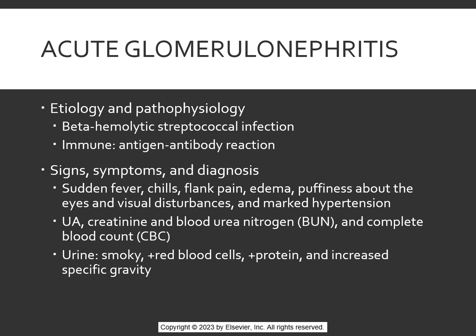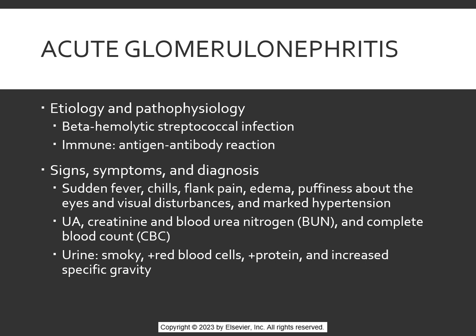Nephritic syndrome can occur as a result of the same conditions that cause glomerulonephritis. The damaged membrane allows large particles like red blood cells and protein, which normally would be retained in the bloodstream, into the urine. A patient with acute glomerulonephritis usually becomes suddenly ill with fever, chills, flank pain, widespread edema, puffiness around the eyes, visual disturbances, and marked hypertension.